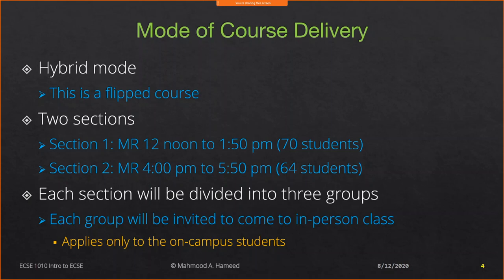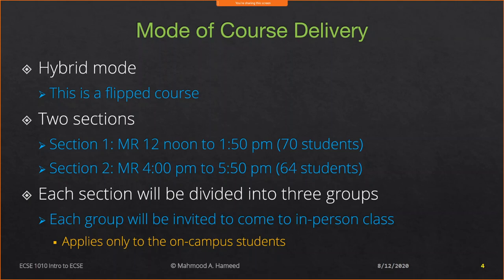So section 1 will have 3 groups, section 2 will also have 3 groups, and in every class, one group from each section will be invited to come to in-person class. Now, out of that, some might be online students. You don't have to show up to class then, but students who are on campus will have that opportunity to come to class.